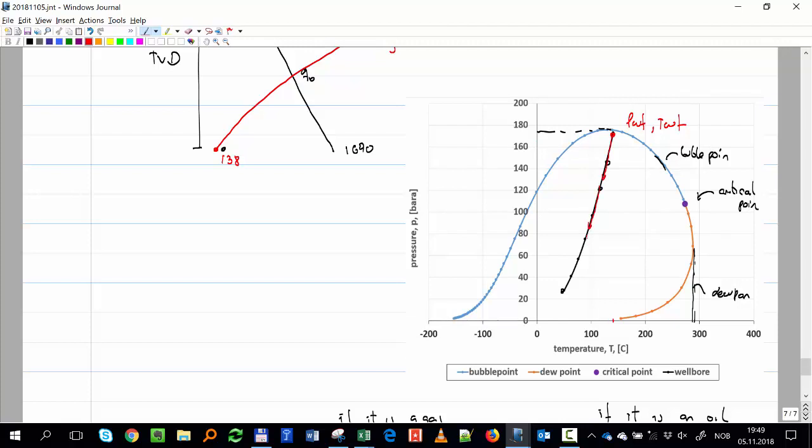What happens when I move in this direction along the wellbore? Every time I get more and more gas out of solution, right? When I go deeper into the envelope, I get more and more gas. So that verifies, at least, our observation.